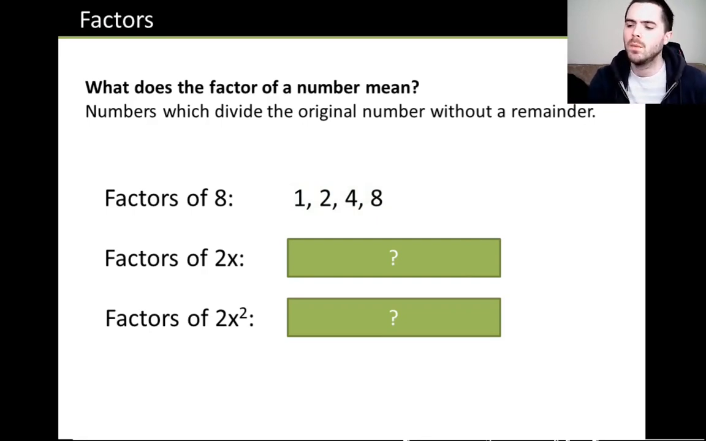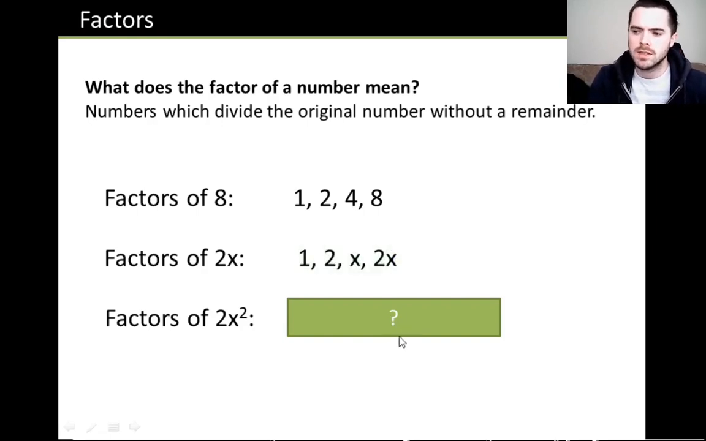In a similar way, we can look at factors of algebraic terms. So 2x, well, if we just thought about the number 2, we can divide that by 1 and 2. So 2 and 1 must be a factor of 2x. We can also divide it by x and 2x. So 1 times 2x would give us 2x, and 2 times x would give us 2x. So all of these are factors of 2x.